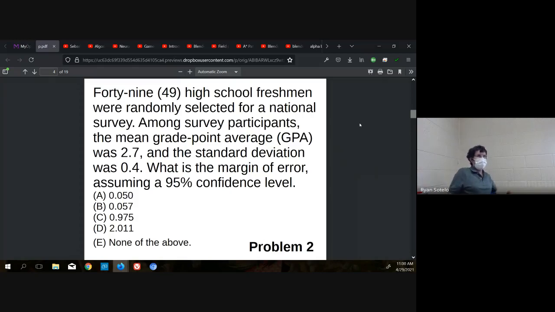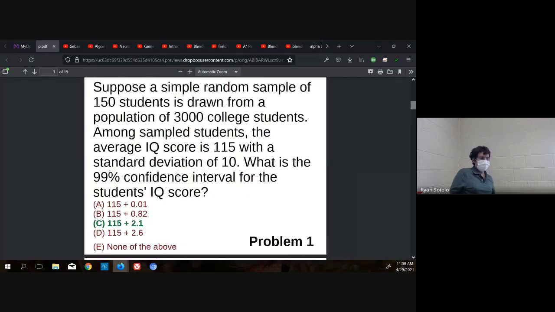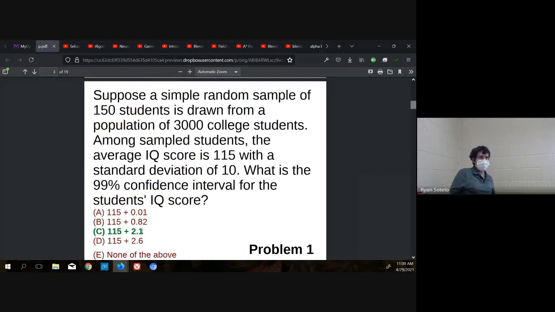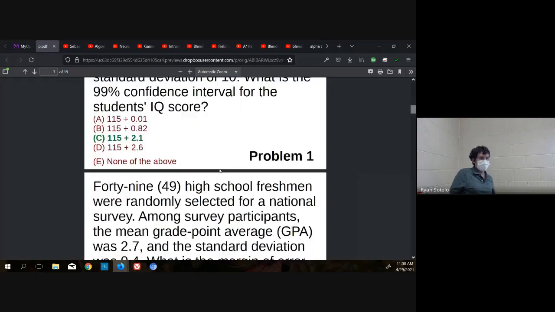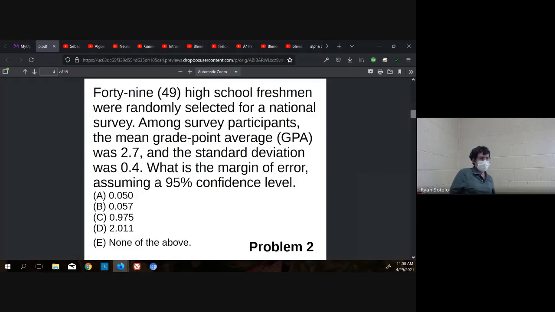The margin of error is half the width of the interval. How do you find the margin of error again? Find the interval; it's half the width of the interval. Up here, 2.1 was the margin of error. I got 4 point something for that, and I don't know what I did wrong.